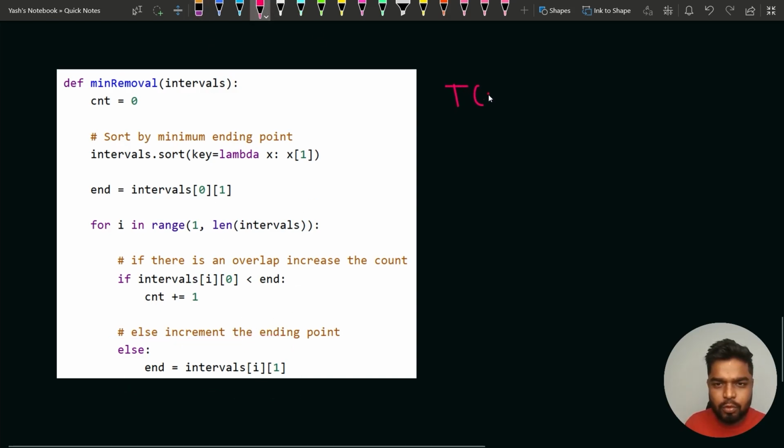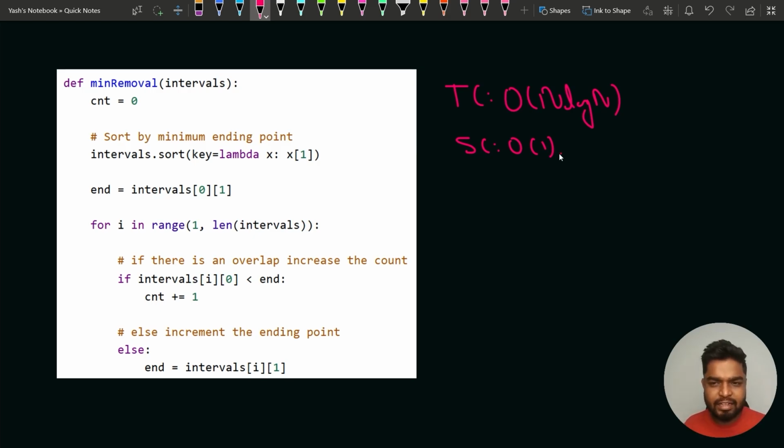The time complexity for this code would be order of n log n here, because we are sorting, and the space complexity would be order of 1, because we are not using any extra space.